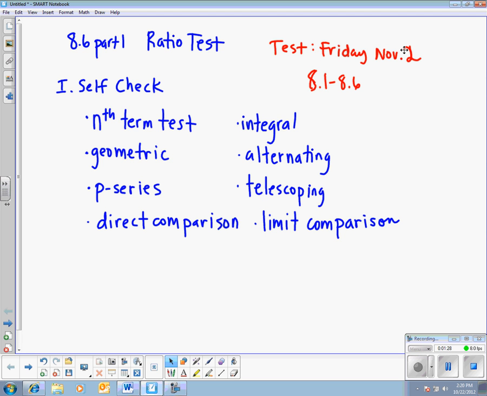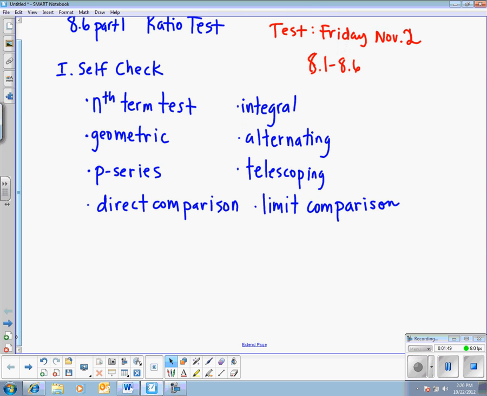And if you could tell what all of those 8 mean, at least for the most part, you're in pretty good shape. If not, flip back through the sections or make sure you ask in class, but don't let yourself get too far behind on this first half of Chapter 8 because the test is coming up soon. So let's get on to the first part of 8-6.